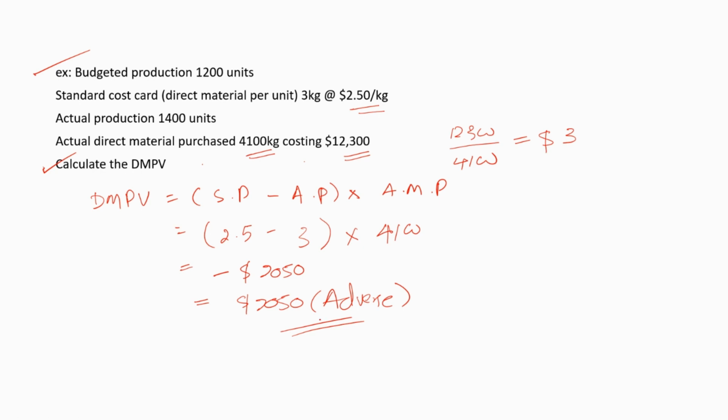because the standard cost per kilogram was $2.5, but actually they have purchased the direct material for $3 per kilogram. This is because the standard cost per kilogram is $2.5, but actually they have paid 3 for 1 kilogram, which is an increase of price, which means the company had to pay more than the budgeted amount. So this is an adverse variance.